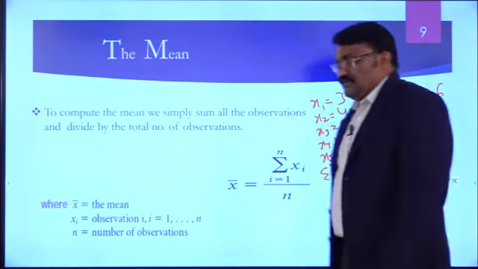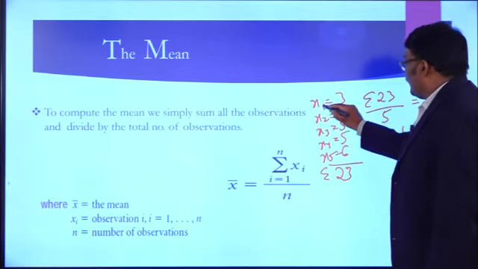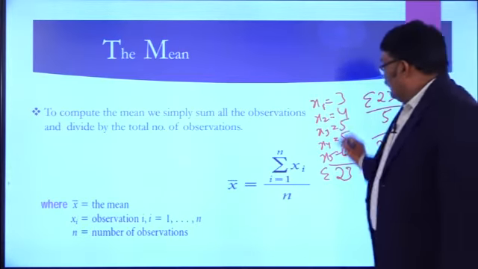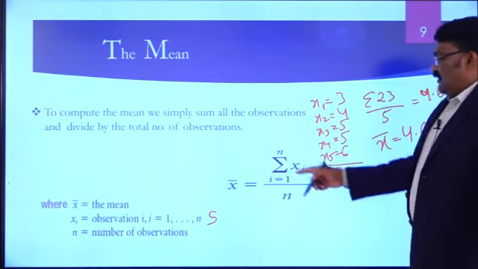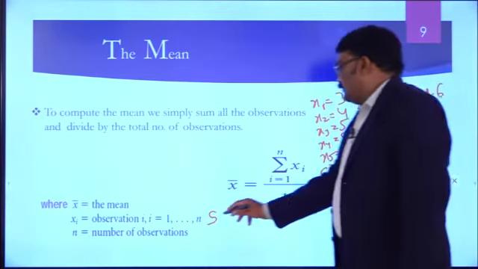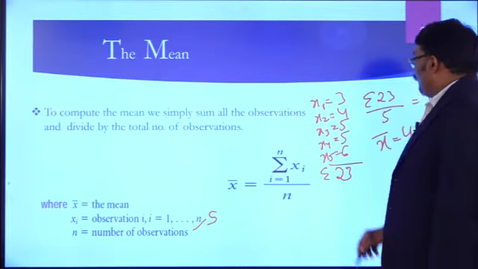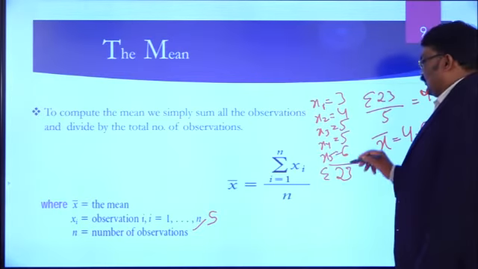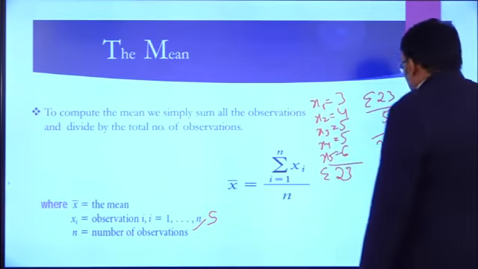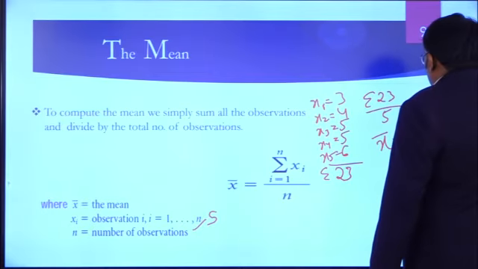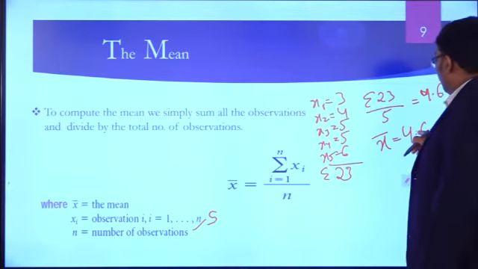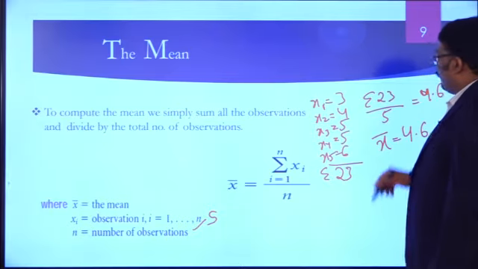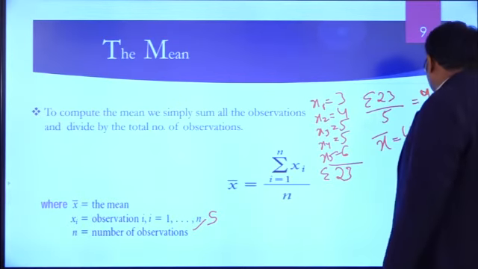X bar is the mean, and xi is the observation from 1 till n. Here the number of observations is 5. So we have divided the summation, 23, by the n value, and the value we are getting is 4.6.